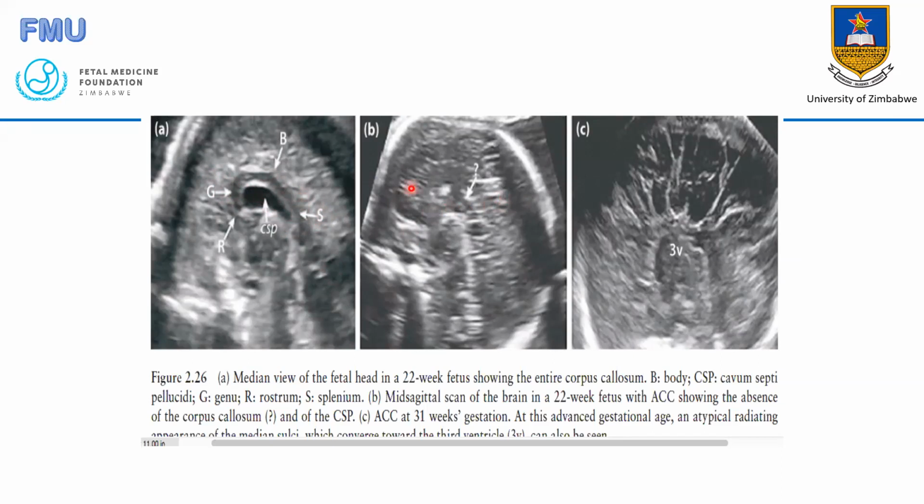This is a case where there is absence of the corpus callosum. You can see that we do not even have the cavum septum pellucidum. This fluid-filled structure is missing. This is a case of agenesis of the corpus callosum. The same here, we see another case of agenesis of the corpus callosum. This is not the end. Then we go on now to demonstrate, because the corpus callosum itself has an artery which supplies it, which is a branch of the anterior cerebral artery called the anterior callosal artery.